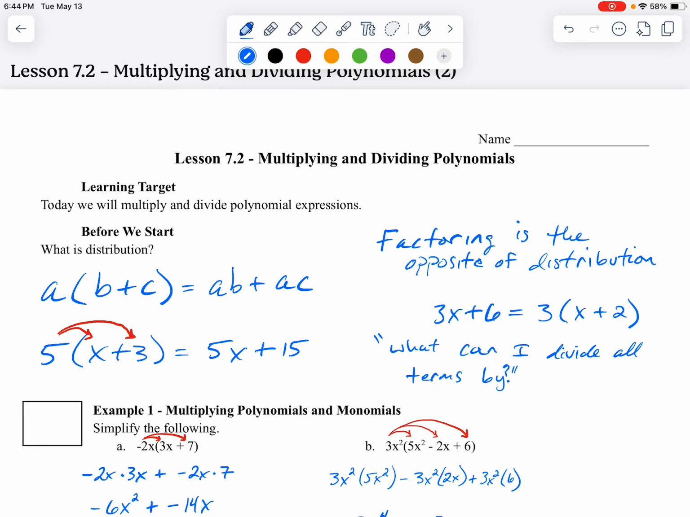So our video for lesson 7.2, as always, if you're watching, especially for the first time, this is going to go a little quickly, so make sure you pause and really understand everything that's going on as we're going through it. Before we start, we've done distribution before.